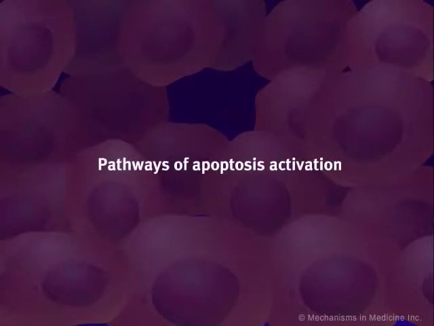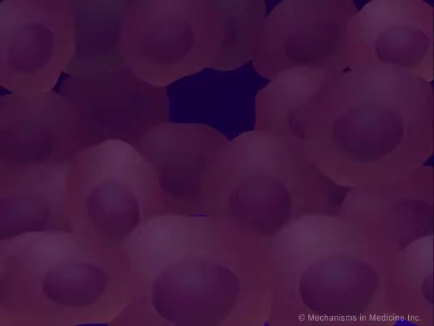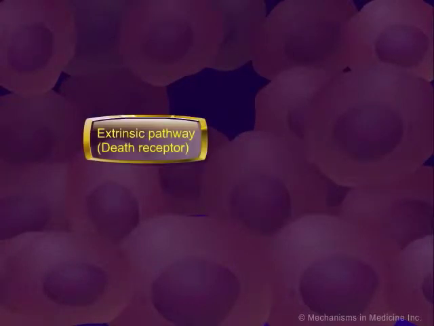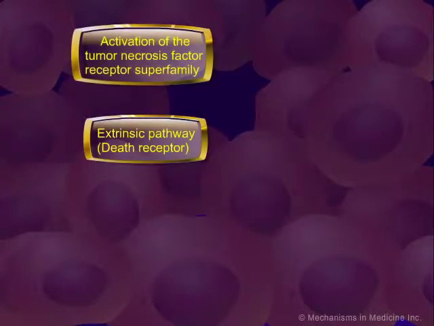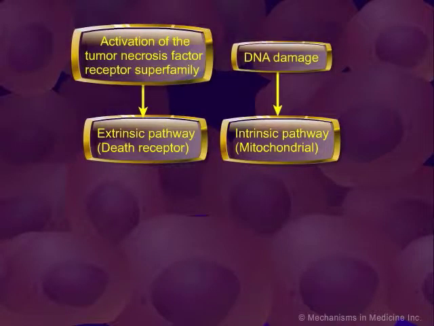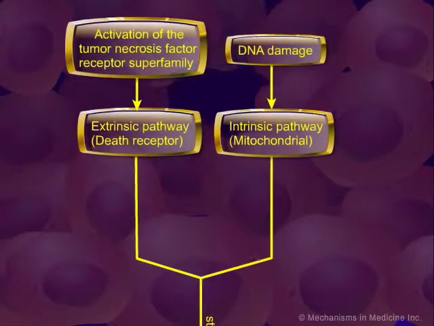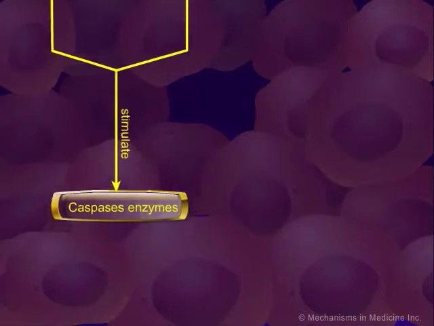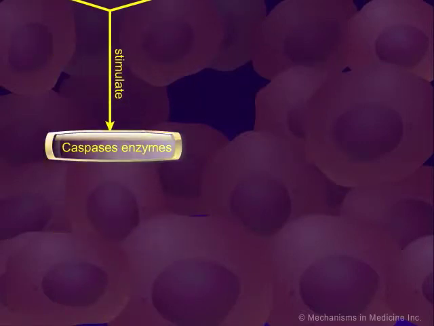There are 2 pathways that can activate apoptosis. The first is the death receptor, or extrinsic pathway. It is triggered by activation of members of the tumor necrosis factor receptor superfamily. The second means of initiating apoptosis is through the mitochondrial or intrinsic pathway. This is set in motion by DNA damage. Both pathways ultimately stimulate a set of enzymes called caspases.